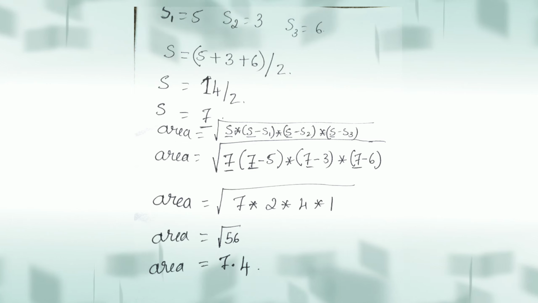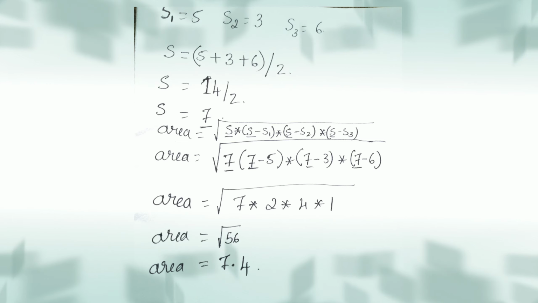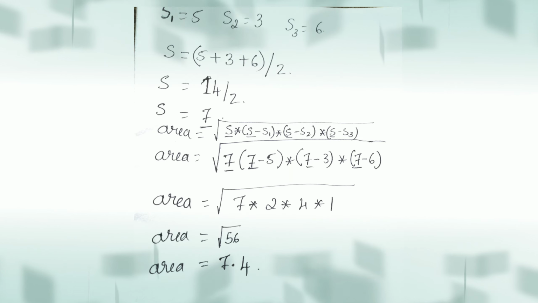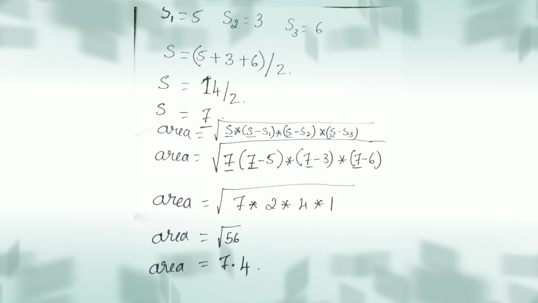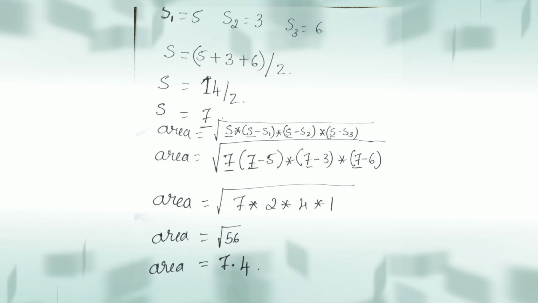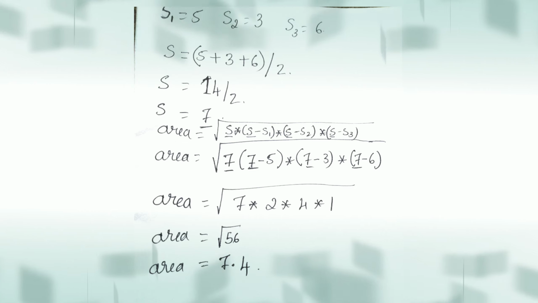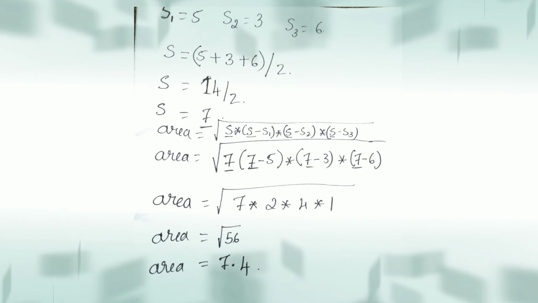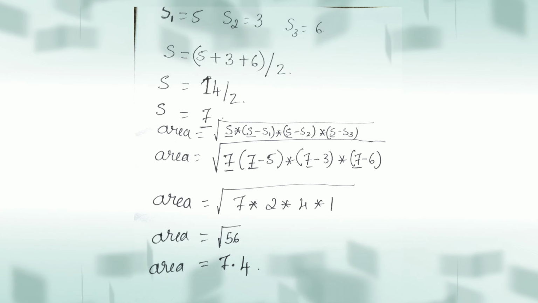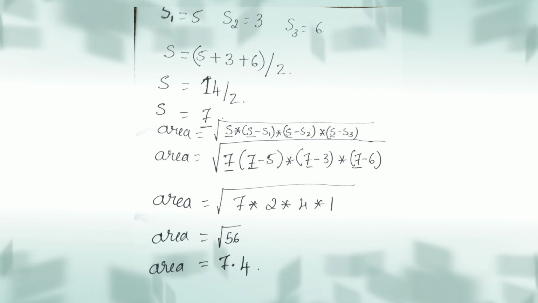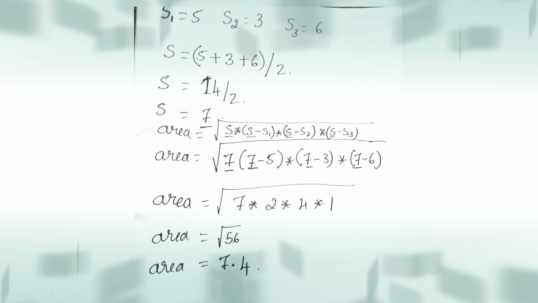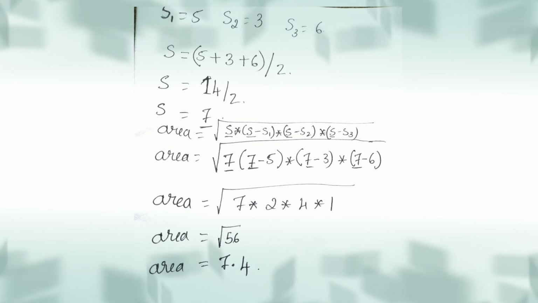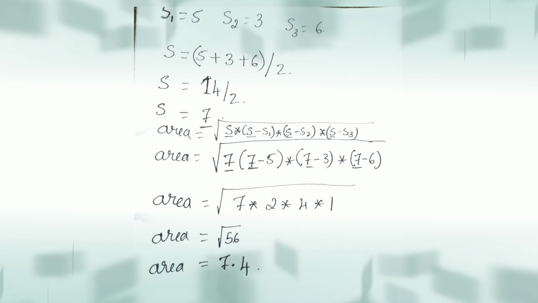So after substitution, first you are going to calculate the braces. So 7 minus 5, 7 minus 3, 7 minus 6. 7 minus 5 is 2, 7 minus 3 is 4, 7 minus 6 is 1. So square root of 7 into 2 into 4 into 1, it is 56, square root of 56. So square root of 56 is 7.4. Now area will be 7.4. That is what you are seeing in the output screen in the previous explanation. So this is about the calculation of area of a triangle of given 3 sides.